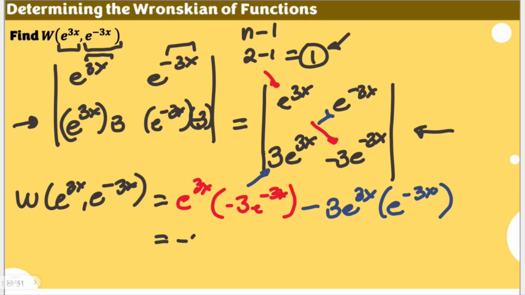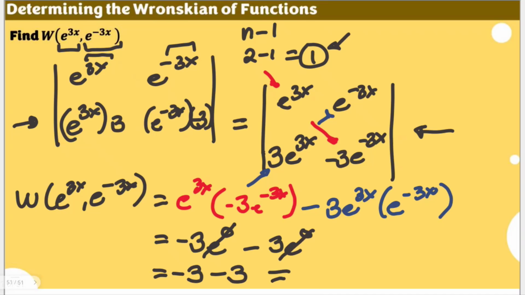Of course, negative 3 e to the power of, let's add exponents. You need to add exponents, 3x and negative 3x, because we are multiplying the same base e. So that's 0. Minus the other side, 3 e to the power of 0 as well. So how would this go? We know that this is negative 3 and e to the power of 0 is equal to 1. Any expression raised to 0 is just 1. You also have minus 3, and this is also equal to 1. So with this, the Wronskian of the given functions is negative 6.